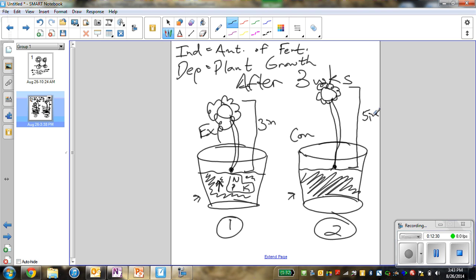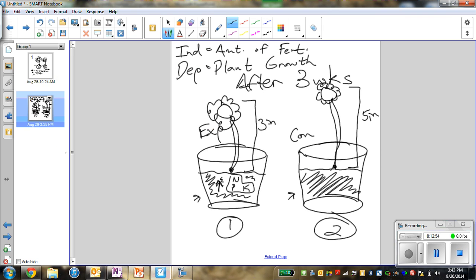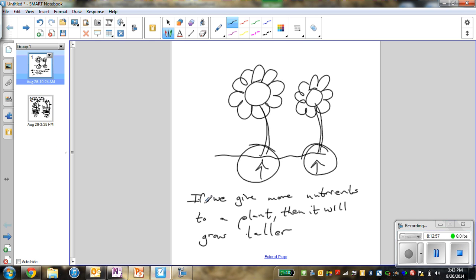The results are not always going to be what you expect them to be. And if this is the way it turned out, then this is the way it turned out. All right. So our observations were that the control plant grew 5 inches and that the experimental plant grew 3 inches. And now we're going to see if our hypothesis has been supported. Go back to our previous hypothesis. The hypothesis is if we give more nutrients to a plant, then it will grow taller. Was that supported? No, it was not. Too bad. Wonder what happened.